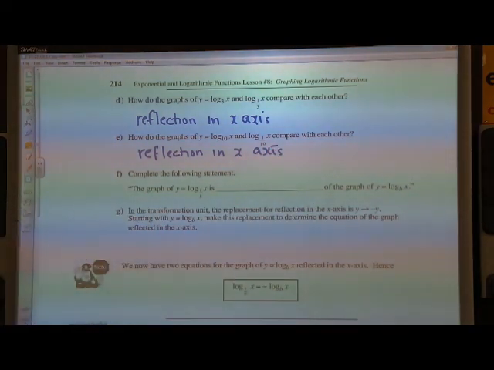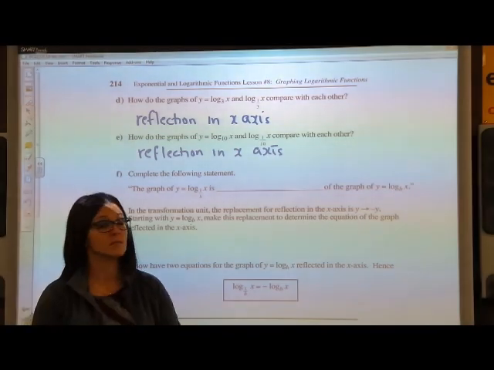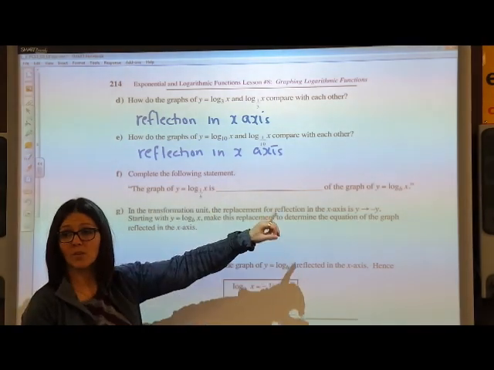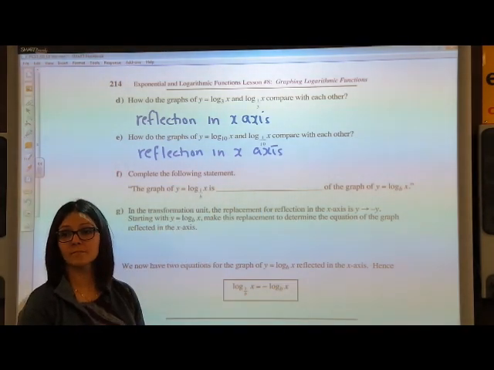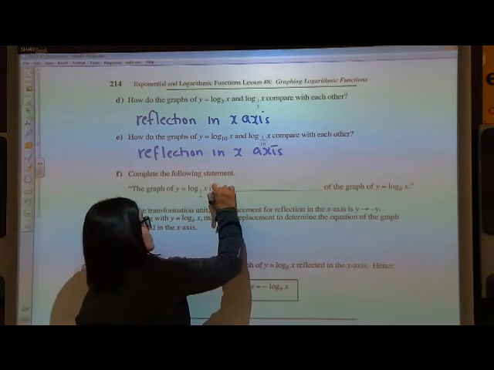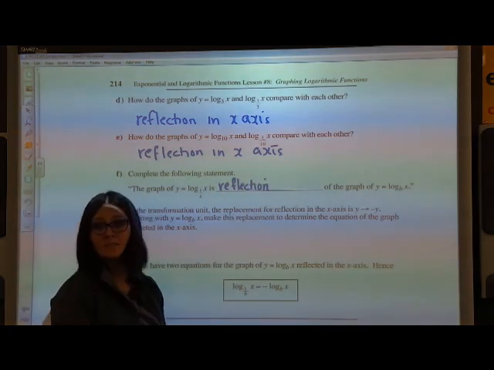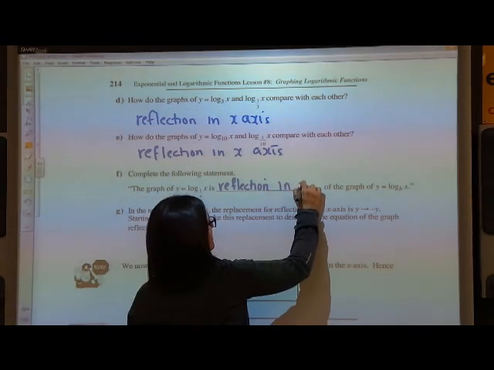So if I wanted to complete the following statement, the graph of y equals log base 1/b of x is a blank of the graph of y equals log b of x. What would I put in here? What's the relationship between the two graphs? It's a reflection. And it's a reflection in which axis? The x-axis. Good.